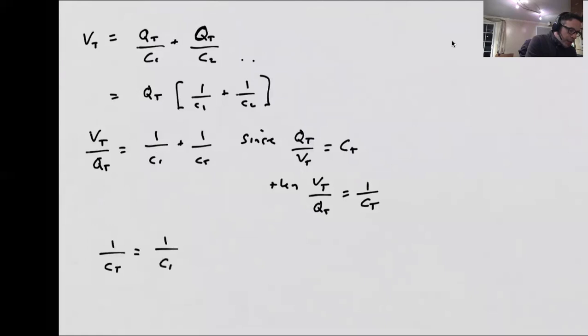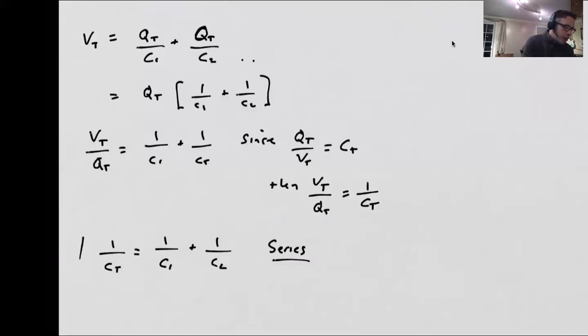We see a very familiar formula emerging, namely 1 over C total is 1 over C1 plus 1 over C2. But this now is for capacitors in series. Namely, capacitors in series behave just like resistors did in parallel.